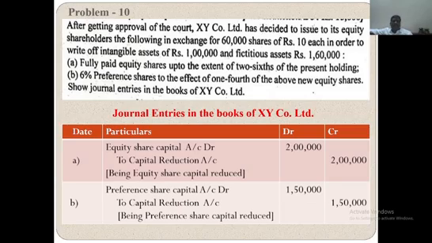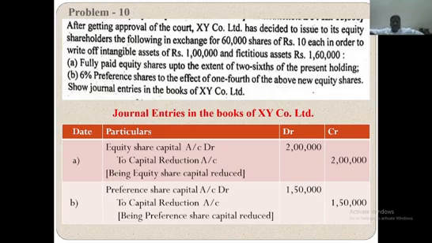In the books of XY Company Limited, journal entry for the month of so and so. Date column, particular column, debit in rupees, credit in rupees. First, after getting approval from the court, XY Company Limited has decided to issue to equity shareholders the following exchange of 60,000 shares of rupees 10 each in order to write off intangible assets 1 lakh, fictitious assets 1,60,000. The fully paid equity shares up to the extent of 2/6 of the present holding.